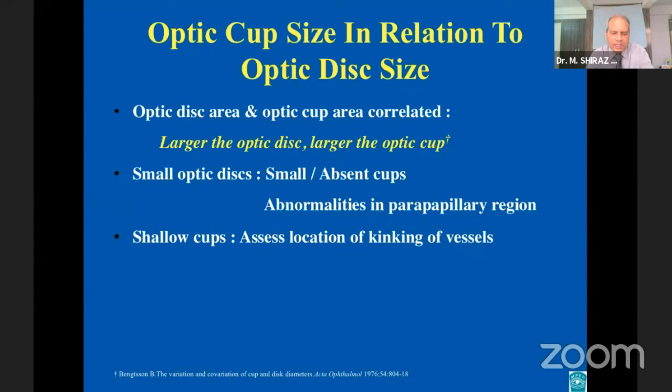As I mentioned earlier, the larger the optic disc, the larger is the optic cup, and vice versa. In very small optic discs, cupping normally does not occur. In small optic discs with small cups or absent cups, glaucomatous abnormalities are seen in the parapapillary region. In case of myopic optic discs or in eyes with shallow cups, assessment of the location of kinking or the bending of vessels can be helpful in determination of the cup margin.